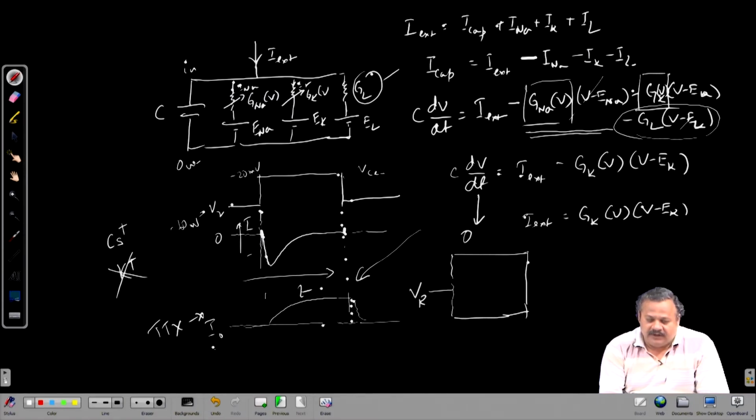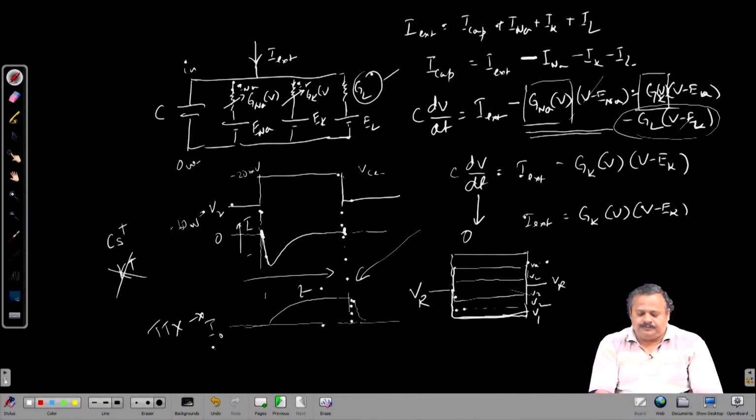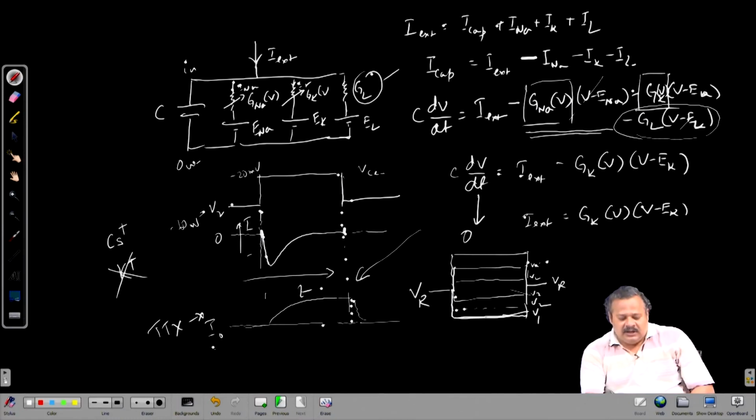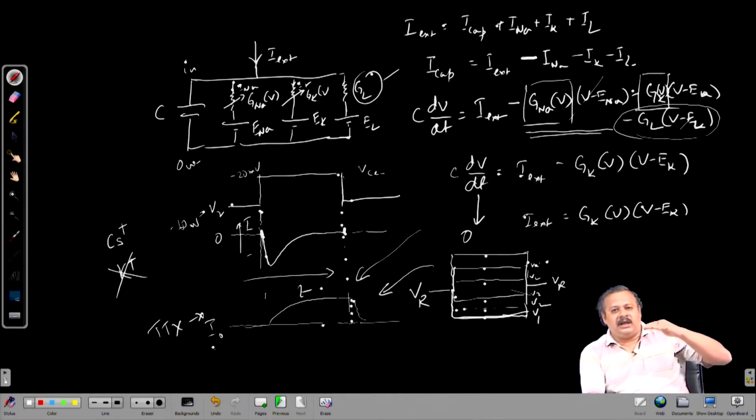let us say this is V rest and back to V rest here, and we clamp it to some V1 here, some V2 here, some V3 here, some V4 here, some V5 here, and so on. So, essentially, each of these is a different experiment, just like what we did here, only the voltage clamp value is different in the different experiments.